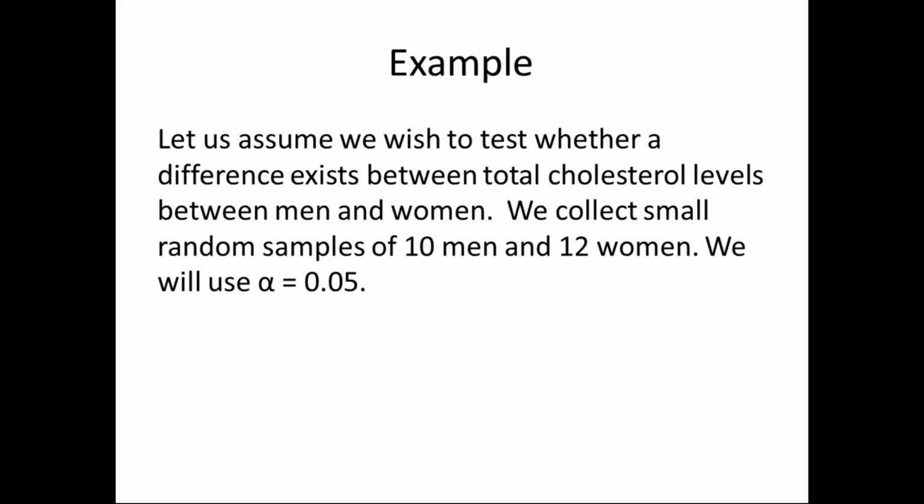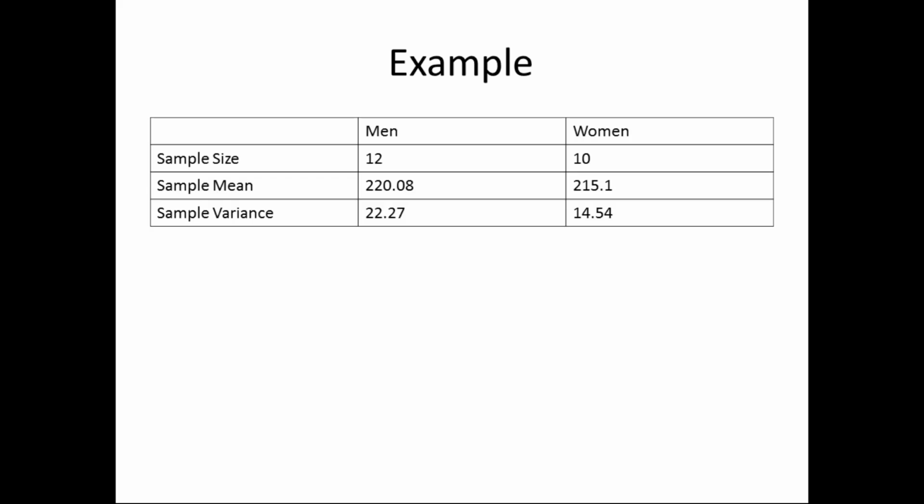So here's an example. Let me walk you through it. This is the classic one. And again, small sample size. I'm going to make some assumptions about normality here. Basic example: let's assume we wish to test whether a difference exists between total cholesterol levels between men and women. We collect a small random sample, 10 men, 12 women. We'll use my type 1 error rate. Notice I specified it up front. I picked that. You picked that. Okay? Put it down up front, 0.05. We'll assume normality so I can do a t-test.